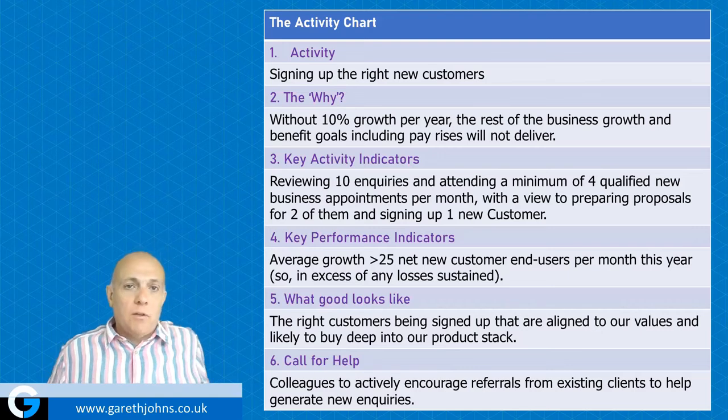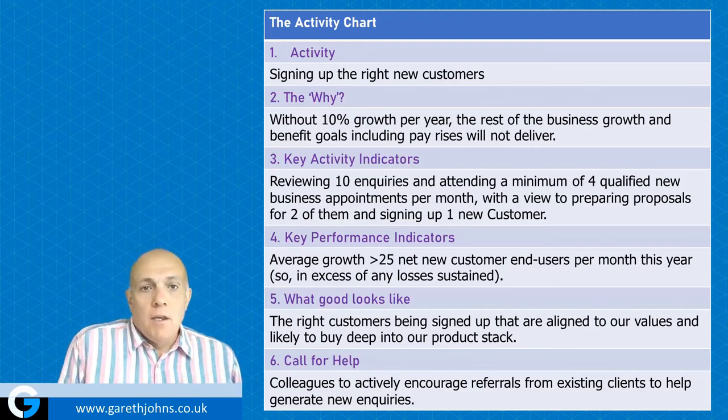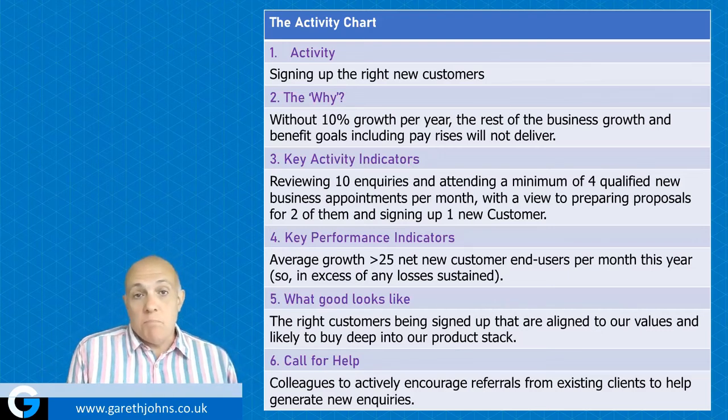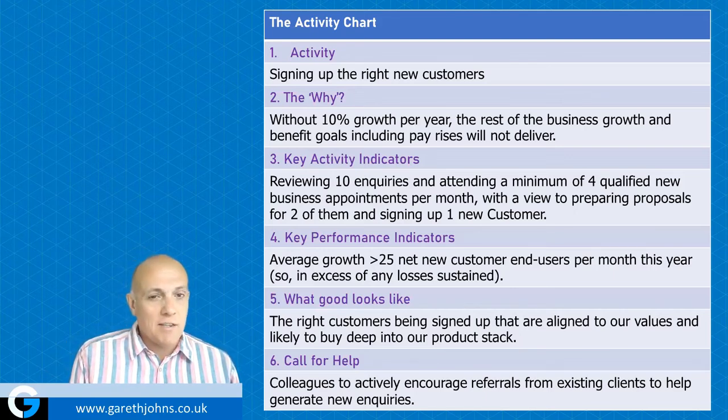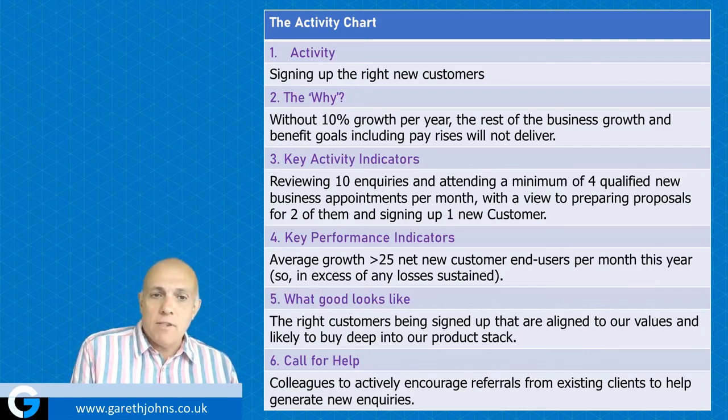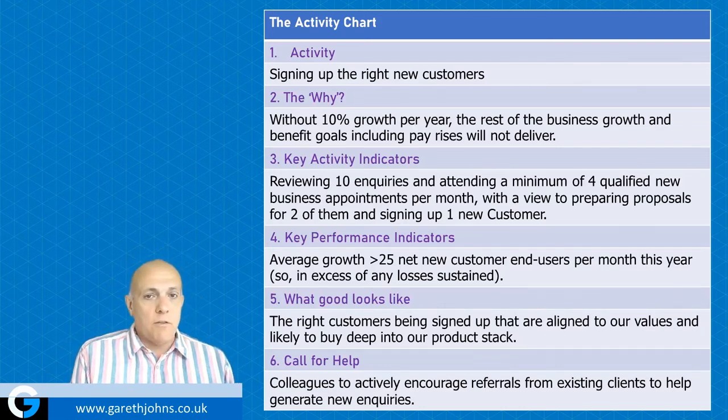So this is an example of an activity chart. So all six there. Let's say this is like a sales thing, a new business. So signing up the right new customers is the activity. So the key there is right new customers. Why? Well, without 10% growth per year, the rest of the business growth and benefits and pay rises won't deliver. Okay, that makes sense.